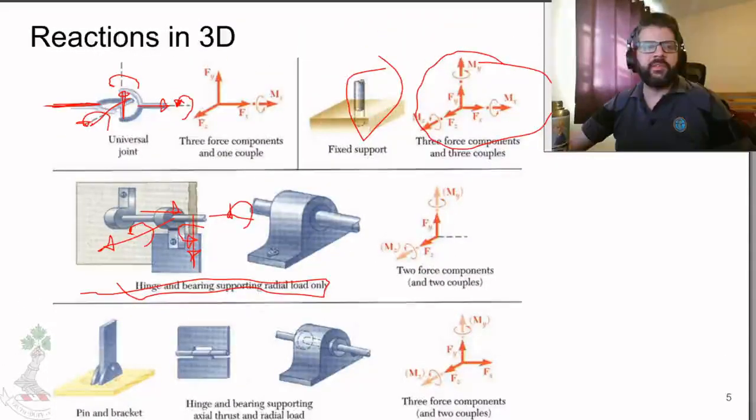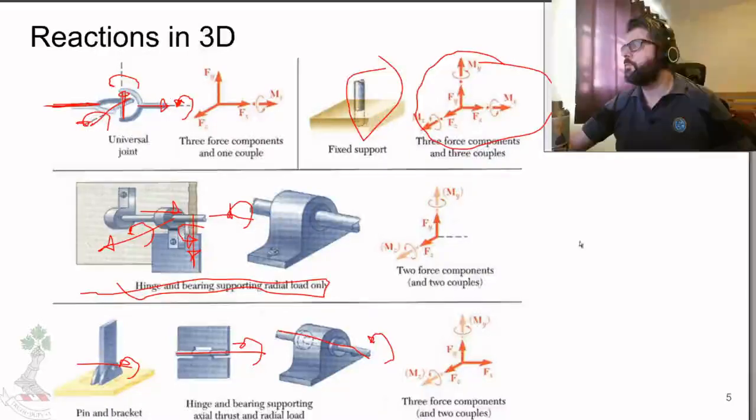Pin and bracket, hinges that don't allow that sliding action to go on, and so on. Other bearings can have 3 force components and 2 couples. So basically, the only movement that this support would freely allow is the rotation about this axis, about this axis, about this axis, and so on.